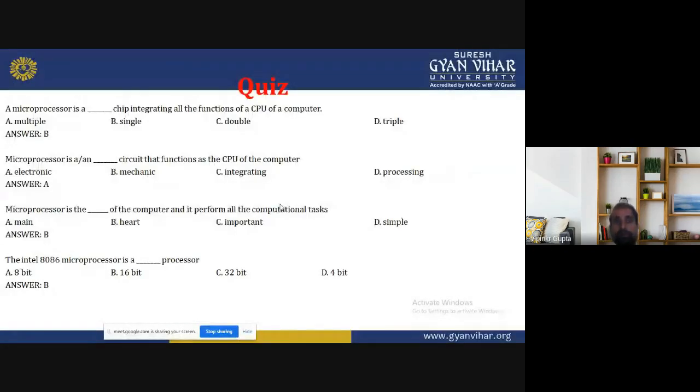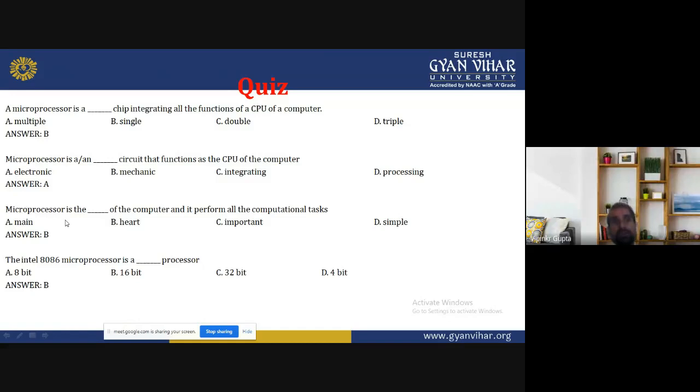A microprocessor is a chip integrating all the functions of the CPU of a computer. What is the microprocessor? A microprocessor is a single chip that has the ALU, registers, everything in that chip, and it performs the arithmetic functions. So what is the correct answer? It is a single chip.